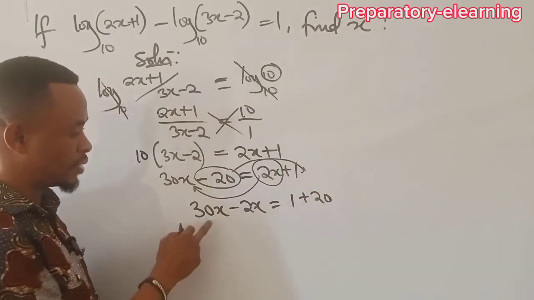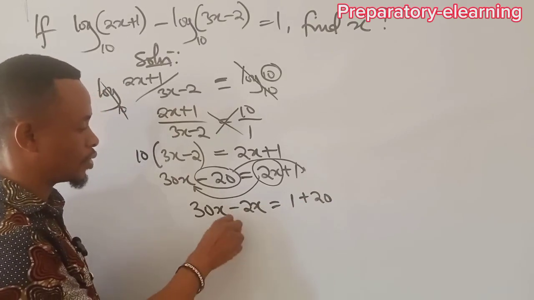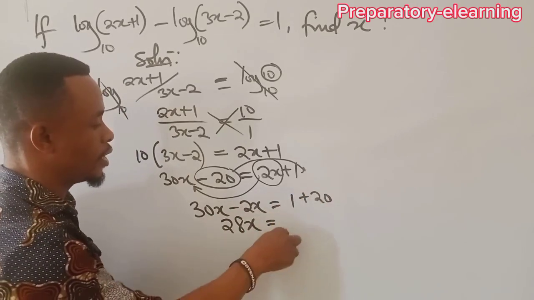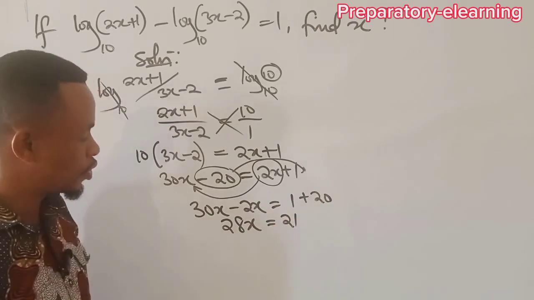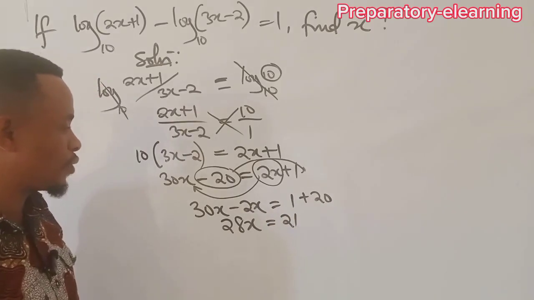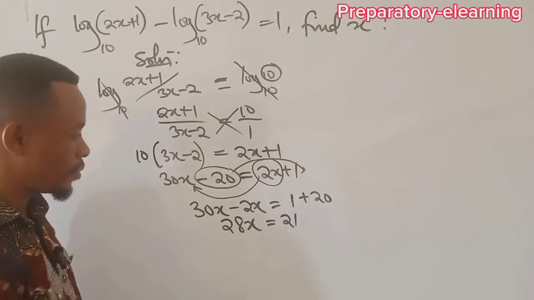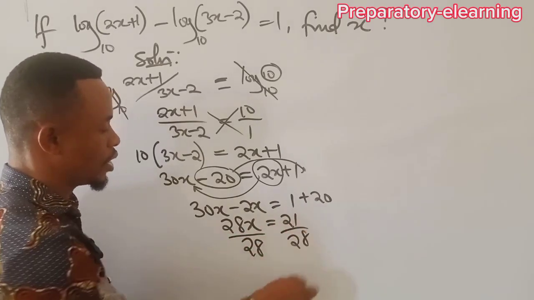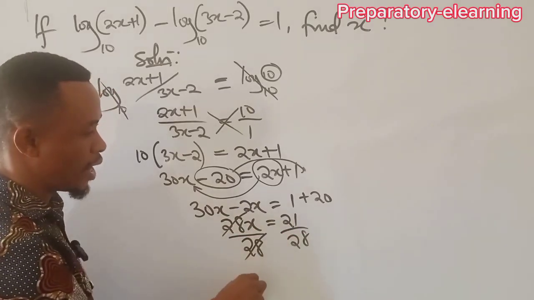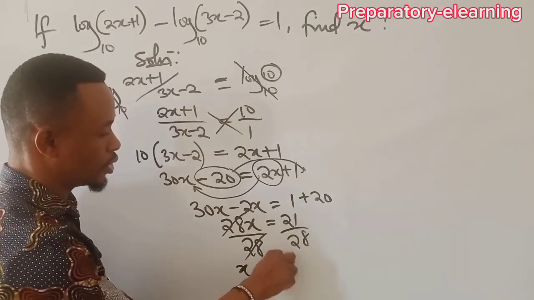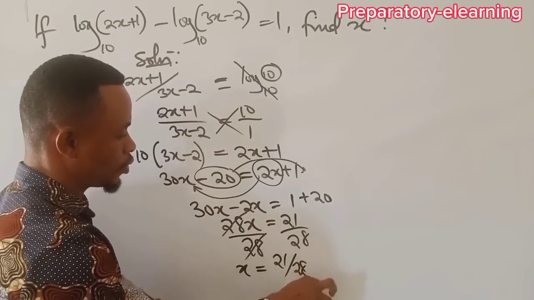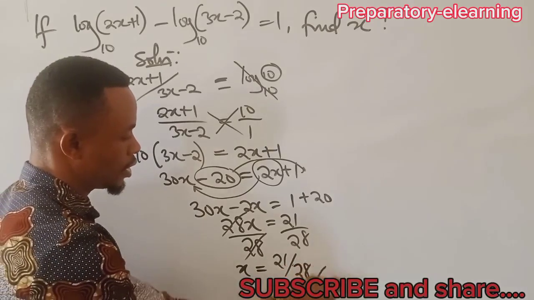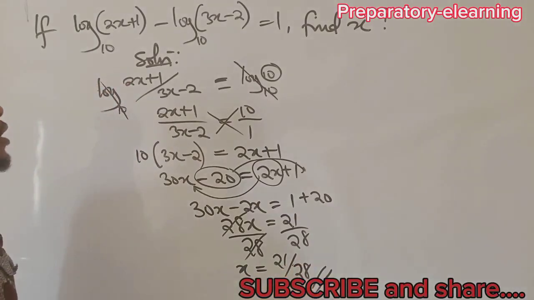Now solving this further, 30x minus 2x is what? 28x equals 1 plus 20, which is 21. So what do we do to find our x? We divide through by 28. Divide here by 28, divide here by 28. Now this cancels this. Our x is now equal to 21 all over 28. And that is our answer to that.